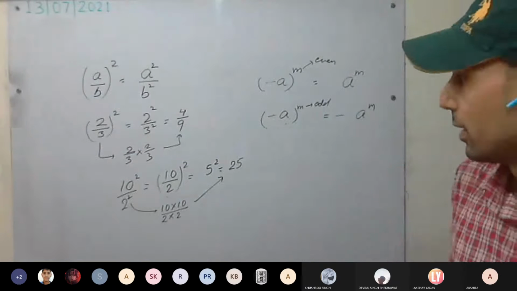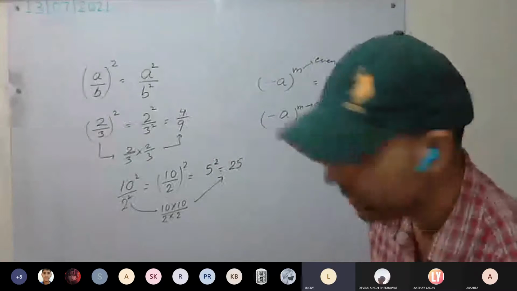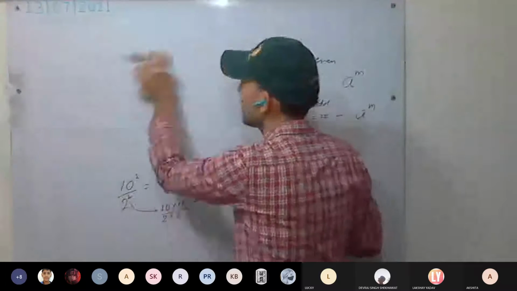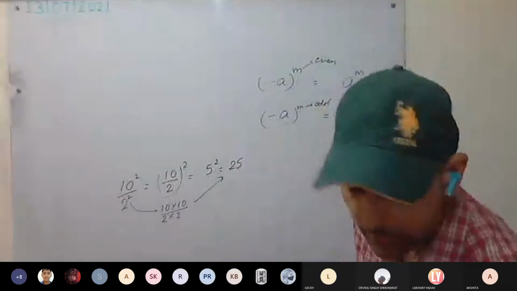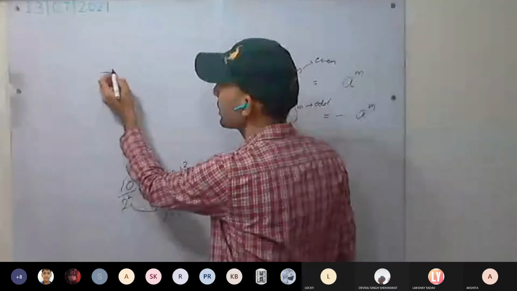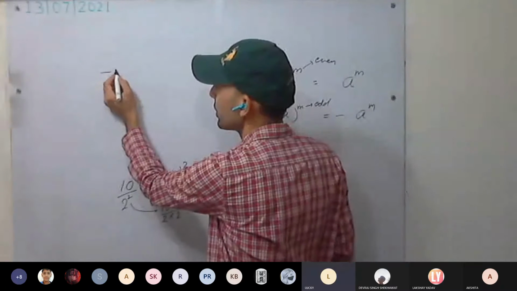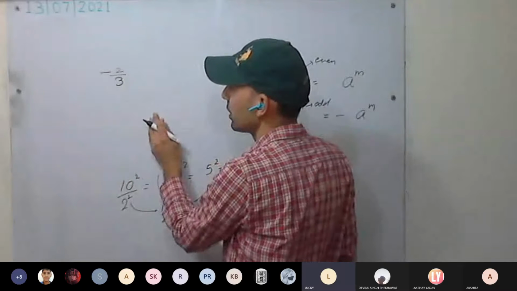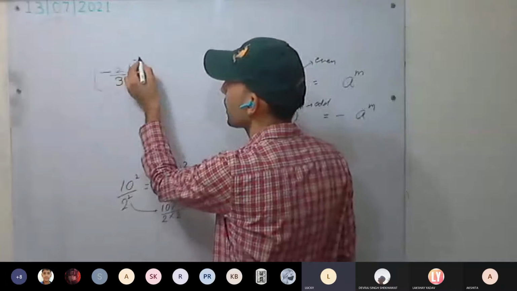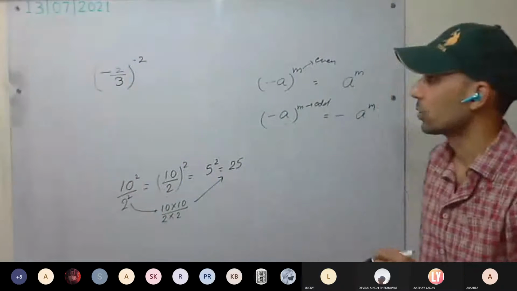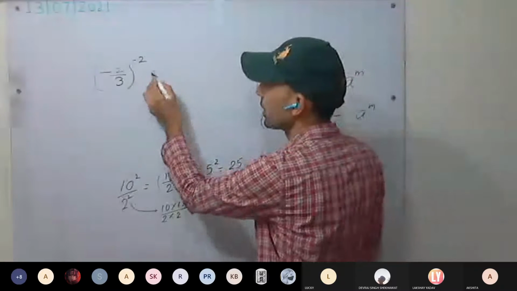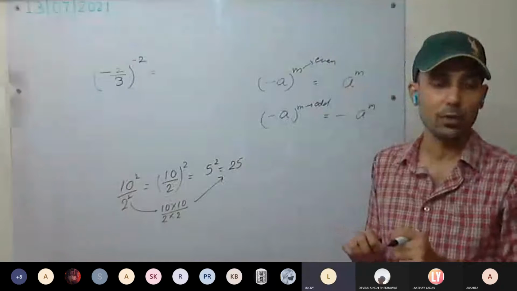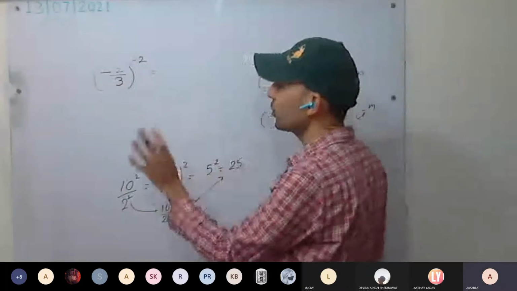Sir, if both are in minus, can you show an example? Okay, you give me one example. Both are in minus. Okay, (minus 2/3) whole raised to power minus 3, whole raised to power minus 2. So how can you do this one? Is minus 2 an even number or odd number? Even. Okay, so we can do first or second.